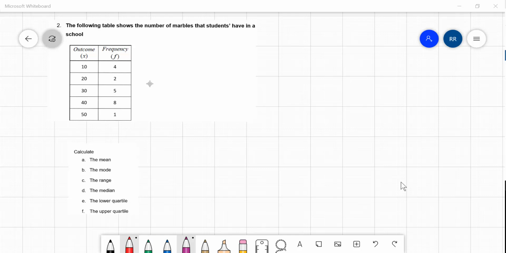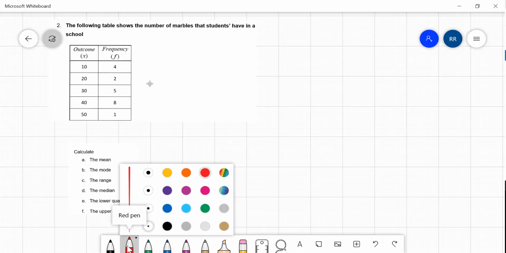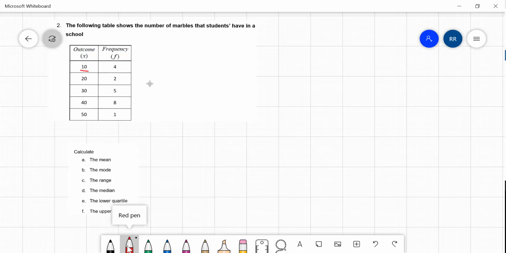Okay, so I would like to understand a couple of things first. The first one is, what does this mean, right? Okay, let's read the question. The following table shows the number of marbles that students have in a school, and it said outcome 10 and then frequency 4. So what does this mean? It means that there are 4 students. Okay, I'm gonna repeat. This means that there are 4 students who have 10 marbles. Okay, so the next one here, what does this mean? It means that there are 2 students who have 20 marbles, and so on and so on. So that is the first thing that you need to understand, how to read this table.